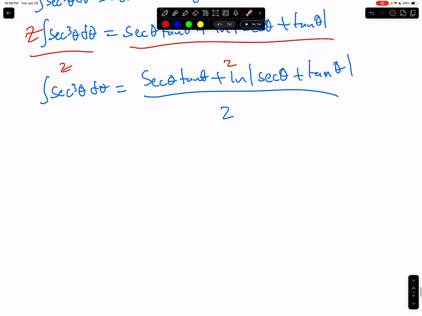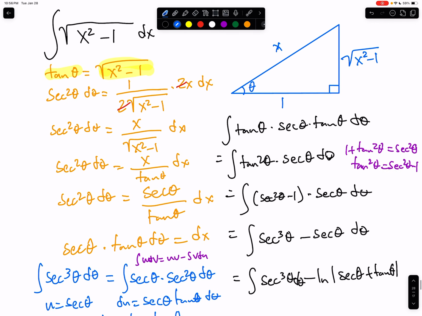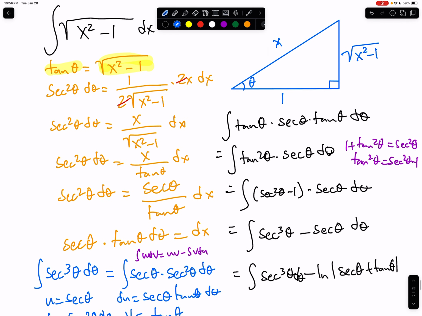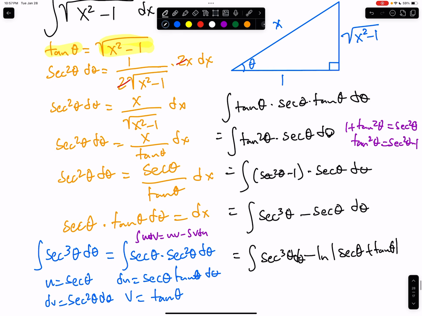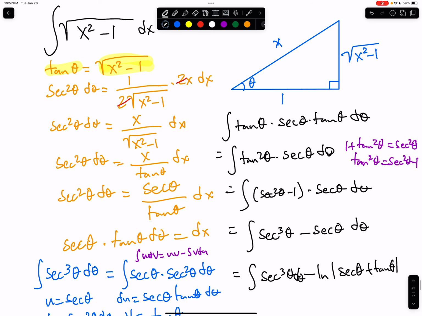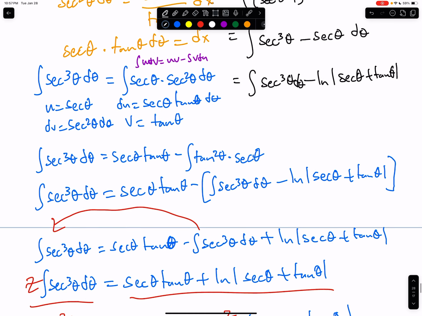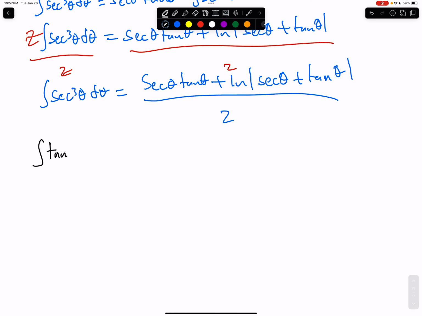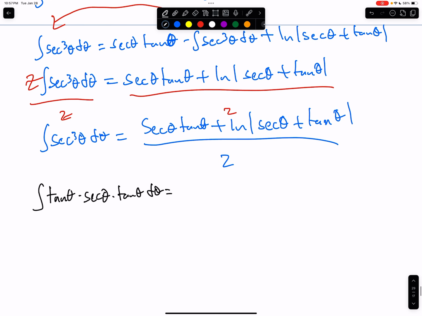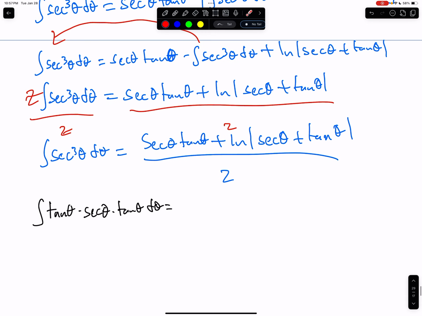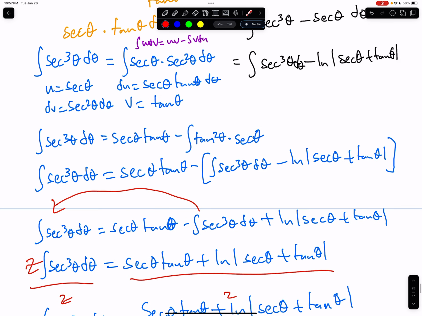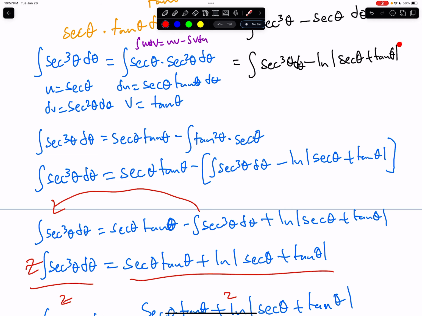So we can conclude this by saying, well, we can do the integral of tangent of theta times secant theta tangent theta d theta, which equals this guy right here, the secant cubed of theta. Again, I'm following this integral, secant cubed of theta d theta. We found it, and that's where we plug it in here, and then do minus this ln right here.